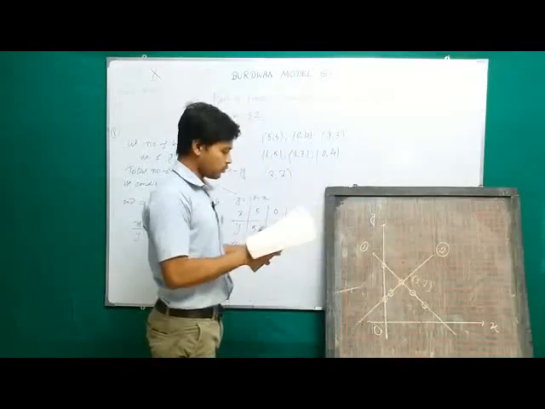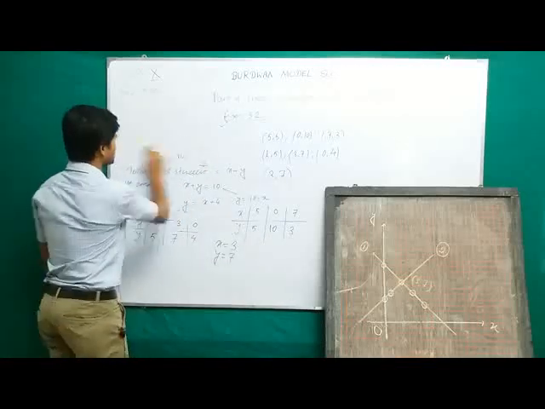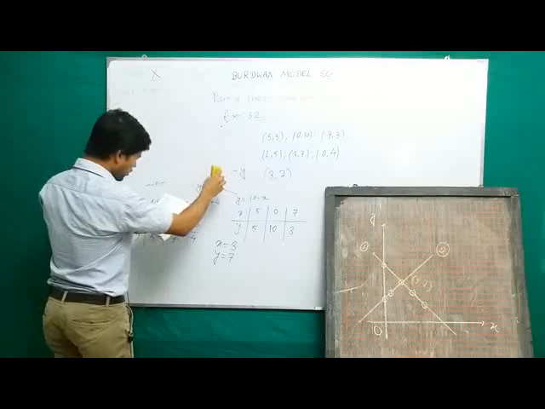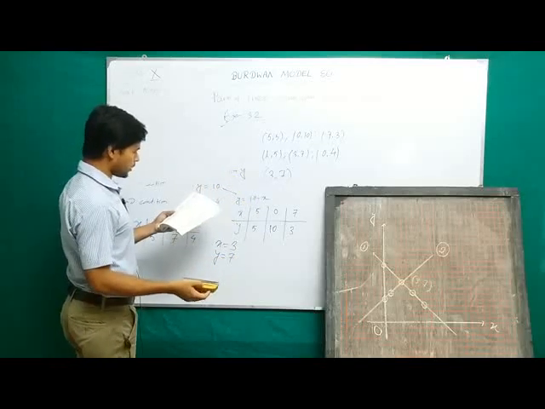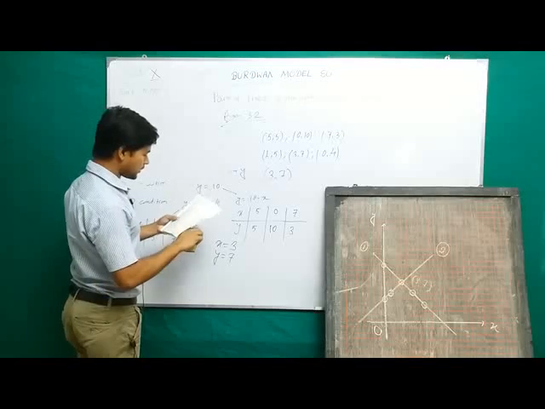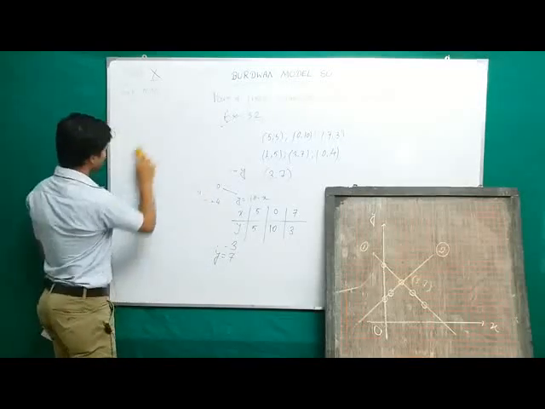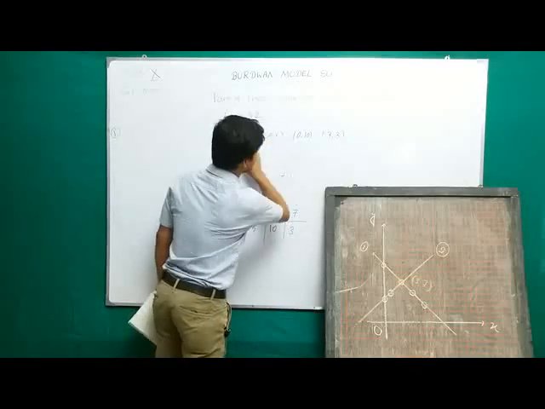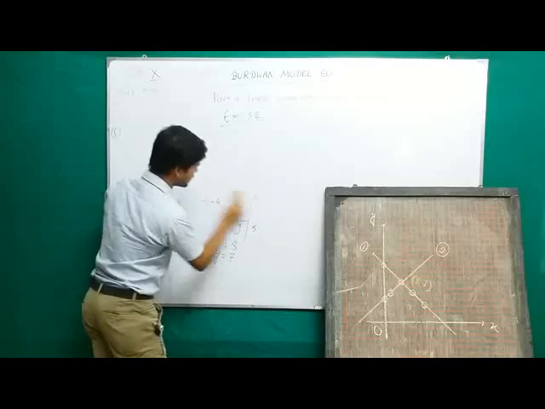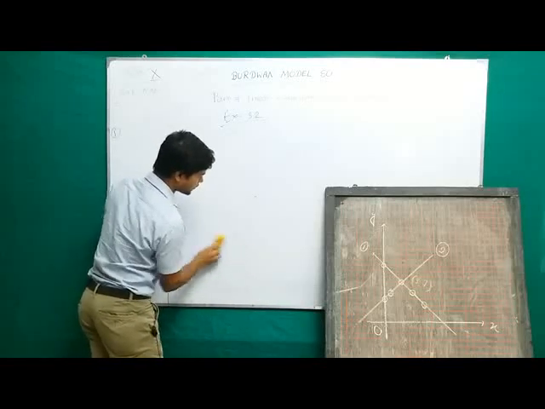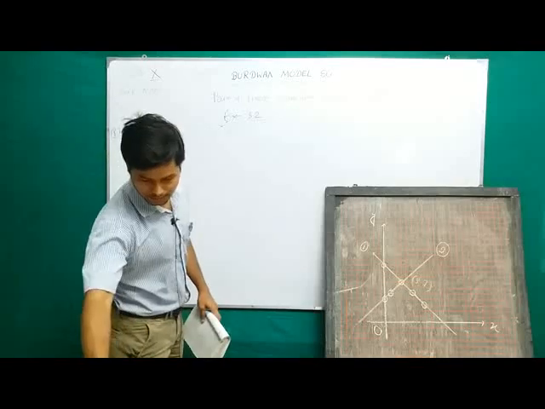Question number 2: on comparing a1 by a2, b1 by b2 and c1 by c2, find out whether the lines representing the following pairs of linear equations intersect at a point, or are parallel, or coincide. Look, I have already told you the condition for when a pair of linear equations is said to be coincident, intersecting or parallel. I am telling you once again.